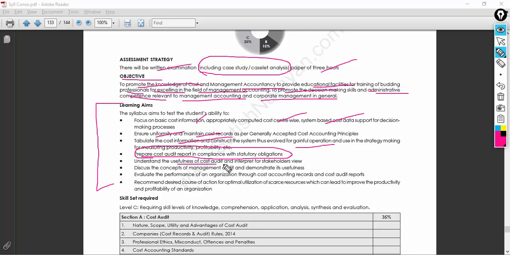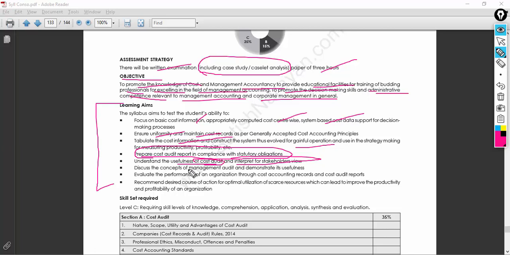Understand the usefulness of cost audit, because many people will be thinking, why cost audit, what is the use of it. But in this subject you're going to study the usefulness of cost audit and how it can be used to take wise decisions for the smooth running of the business, or to take strategic decisions for the growth of the business. This also helps to interpret from the stakeholders' point of view.